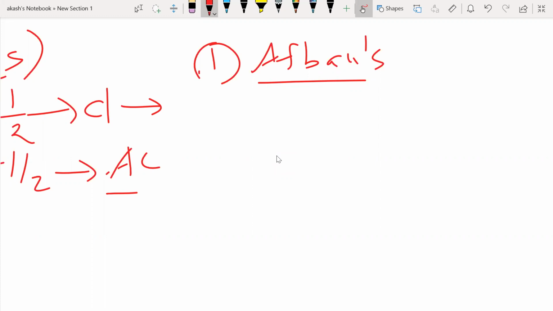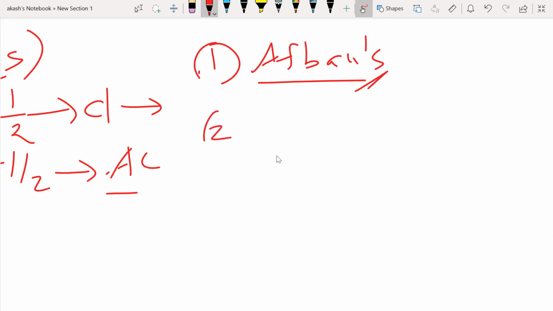Now I told you how to decide the lower energy, higher energy. E is directly proportional to n plus l. And if you find that for 2 orbitals the n plus l values are the same, then you have to go for the higher n value, energy wise. Okay, so that's about Aufbau's principle.